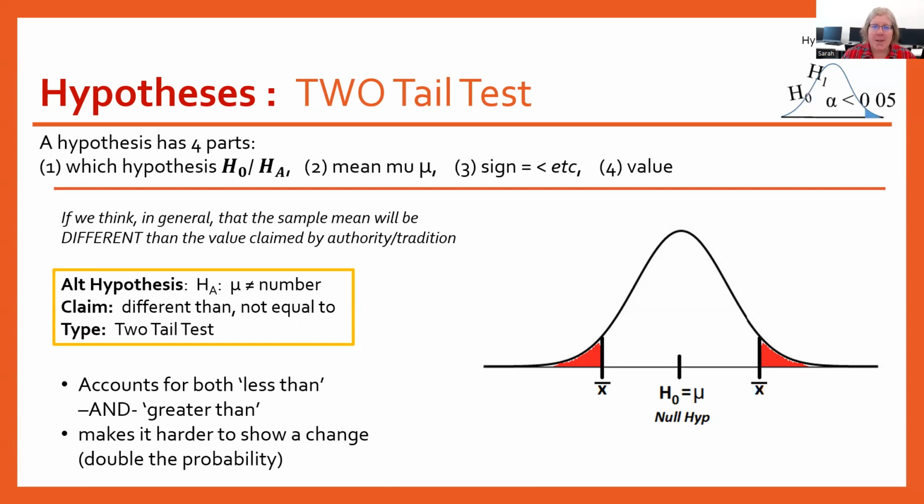So one thing to note about the two-tail test, it does account for both less than and greater than. So we're looking at both tails, which makes it harder to show a change because you're going to have twice as much probability there because you have to account for both the less than and greater than.